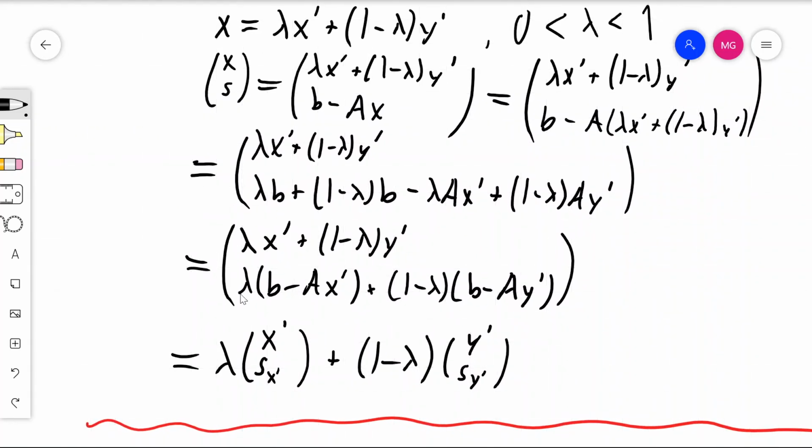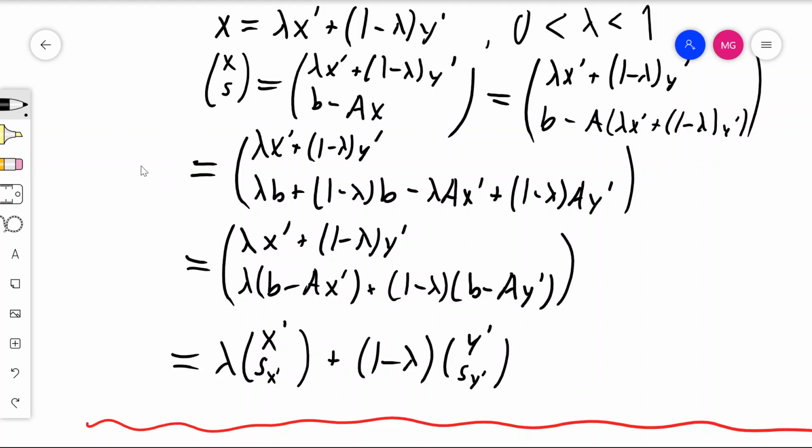And then on the other hand, if we assumed from the start that xs could be written in this way, then we can do the algebra in reverse. We can go from bottom to top, and that would just show us that the original x is not extreme, because we just know right away that in particular lambda x prime plus 1 minus lambda y prime equals x, and that means that x is not extreme.